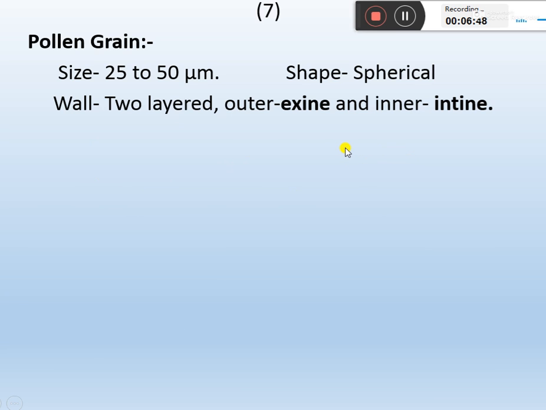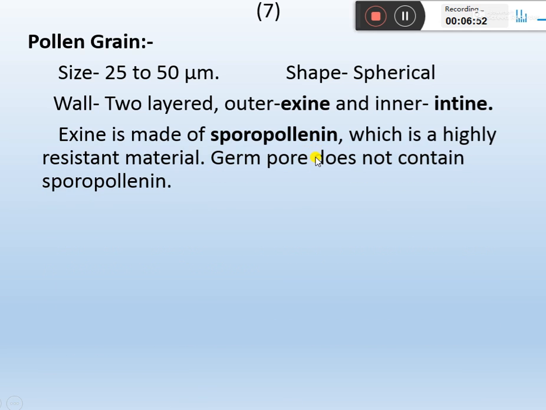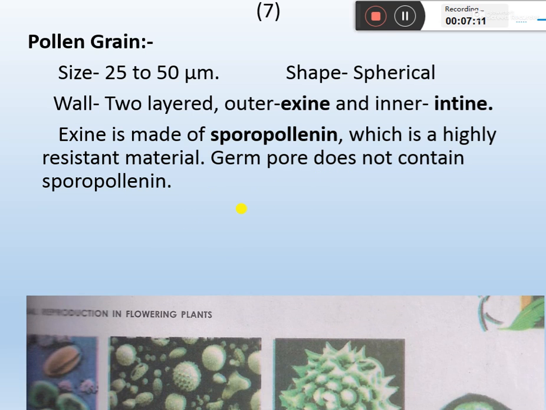The exine is made up of a chemical called sporopollenin. It is a highly resistant material. It is not affected by acids or bases. But there are certain regions where the sporopollenin is not present. These are the regions from where the pollen tube comes out.